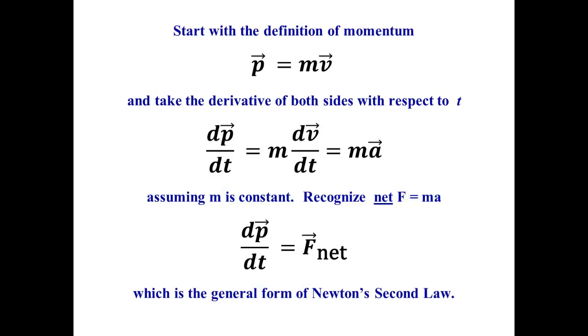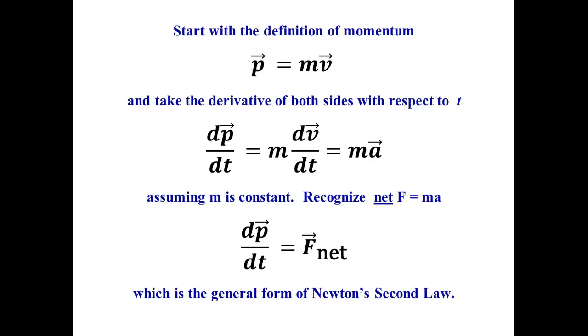If we start with the definition of momentum, the vector p for momentum is equal to mv. Take the derivative of both sides, so we get the derivative of momentum on the left. If the mass is constant, that just comes right through the differentiation symbols, and we've got m times dv/dt, and of course dv/dt is the acceleration. So we've got ma, which is the net force.